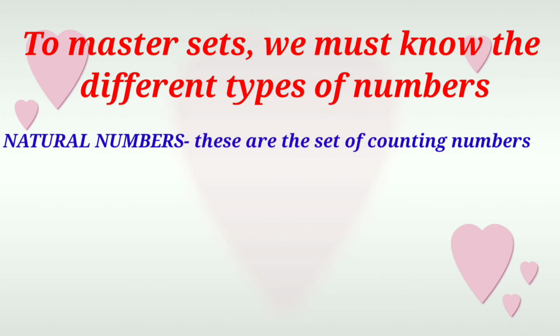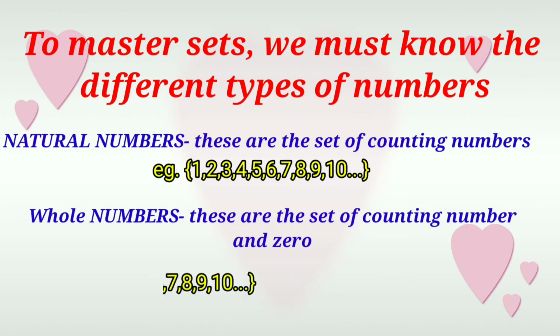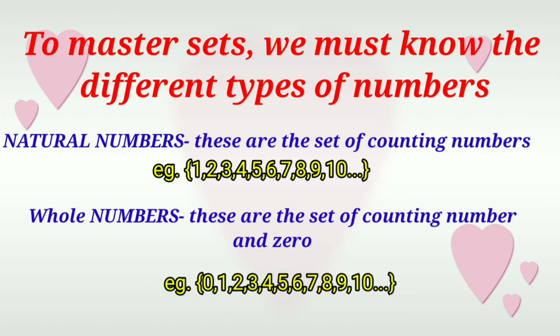Natural numbers, these are a set of counting numbers: 1, 2, 3, 4, 5, 6, 7, going on and on. Whole numbers, these are a set of counting numbers and zero. So it starts from 0 and it goes on to infinity. So 0, 1, 2, 3, 4, 5, 6, 7, 8, 9, 10, and whole numbers keep going on and on.